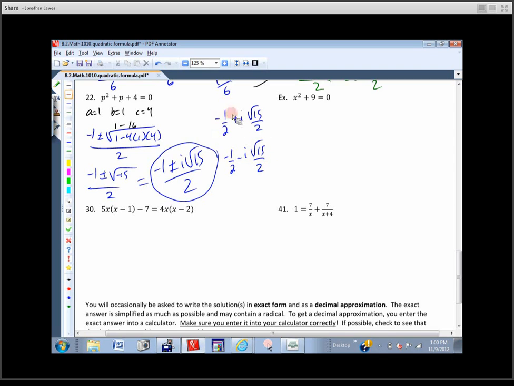This is the real part. Notice the real part's the same on both of them, and this is the imaginary part. Notice that it's a different sign. So remember, just like before, these are conjugates of each other.